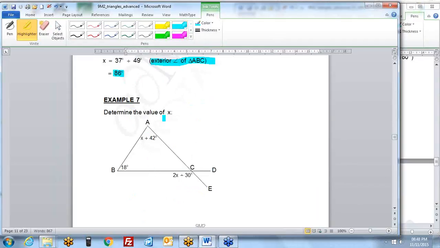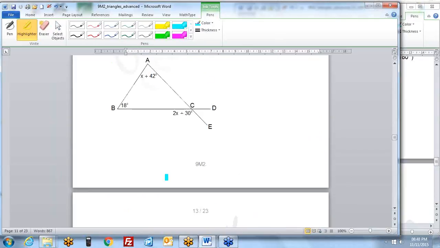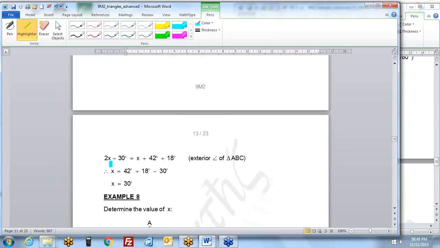Then example 7, determine the value of X. So once again, you have two opposite interior angles that you're going to add in order to get the exterior angle. So 2x plus 30 equals x plus 42 plus 18. So we're adding these two, equaling it to 2x plus 30, exterior angle of triangle ABC. Subtract 30 degrees on the left-hand side of the equal sign and 30 degrees on the right-hand side of the equal sign.